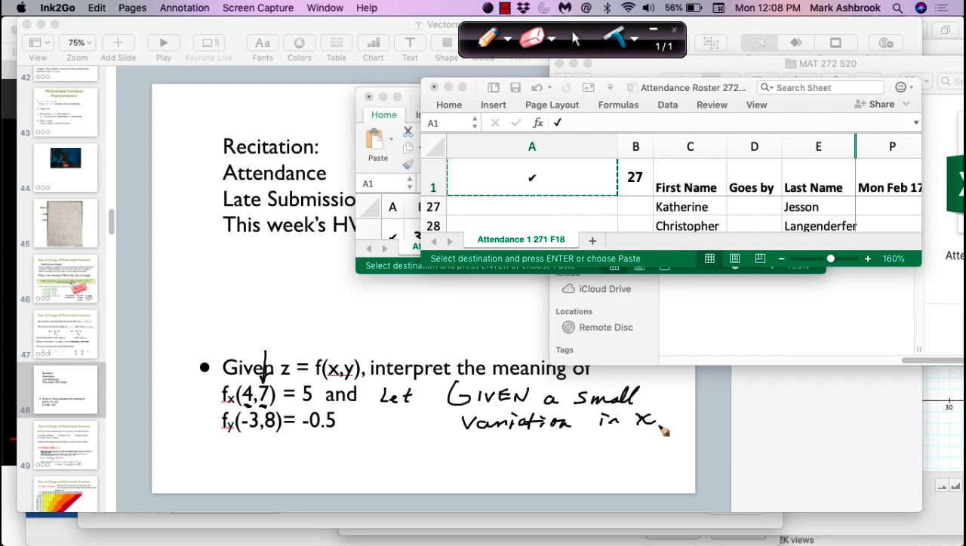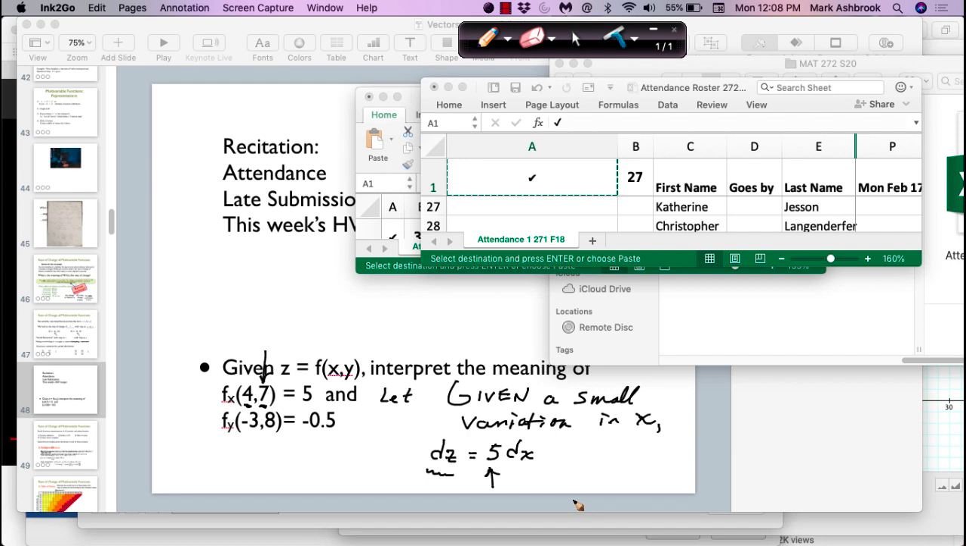what do we know? z changes by 5 times. z will vary by 5 times as much as that variation in x, or the change in z is 5 times whatever the change in x is. So what is z doing as x increases? Is it increasing or decreasing? Increasing because the rate of change is positive, right? So as x increases, z is increasing because the rate of change is positive.